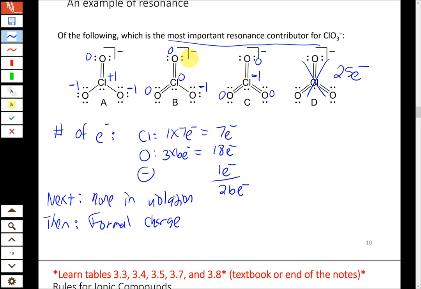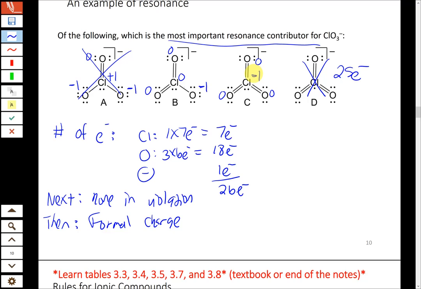So again, when we say minimize formal charge, we want to get rid of ones that have multiple formal charges if possible. So this one has 3 atoms with formal charges, the other 2 only have 1 atom. So that one we're going to get rid of because it has too many atoms with formal charge. But then we have to decide which one of these is the more reasonable structure. We have either the negative formal charge on oxygen or the negative formal charge on the central atom chlorine. Which one is the better one?